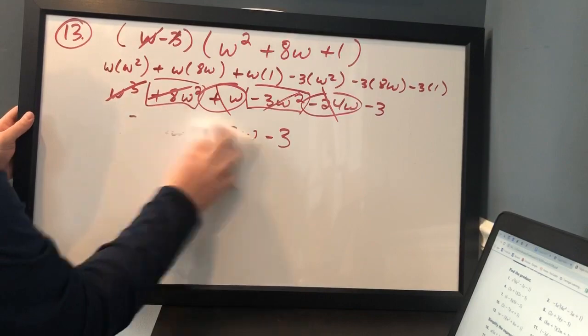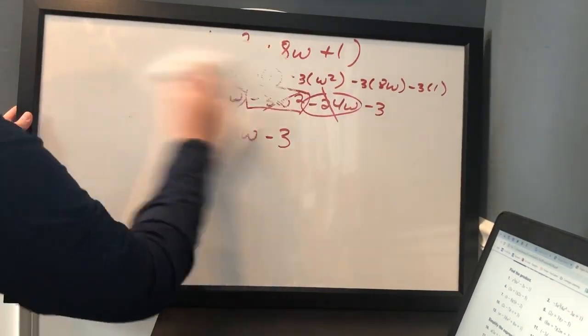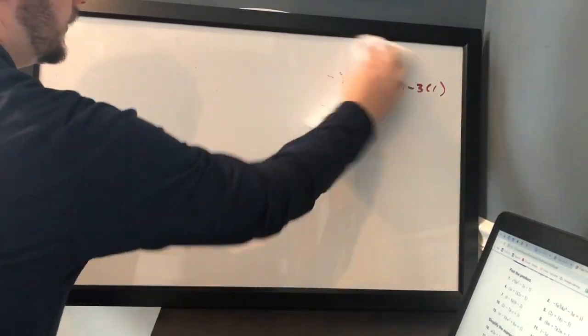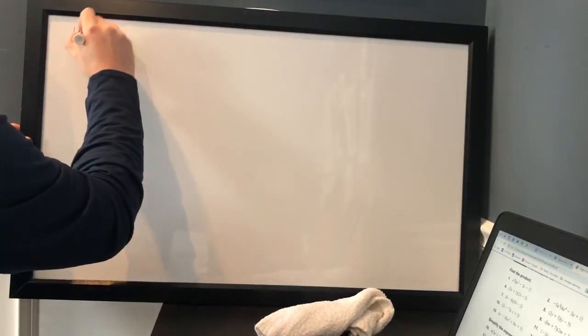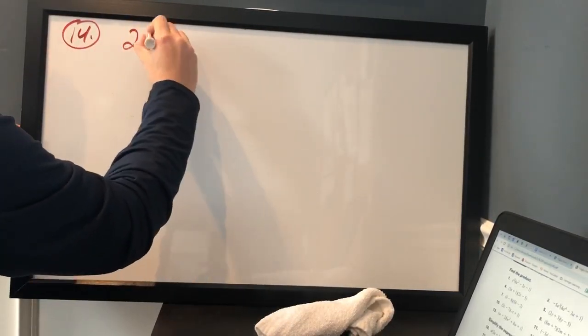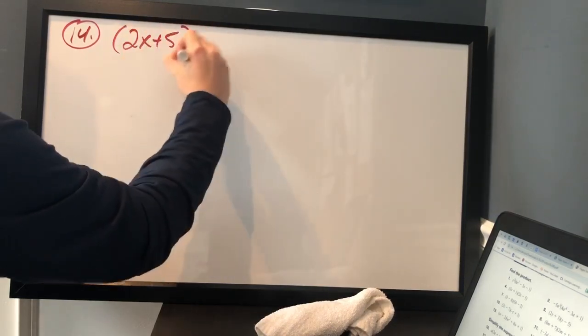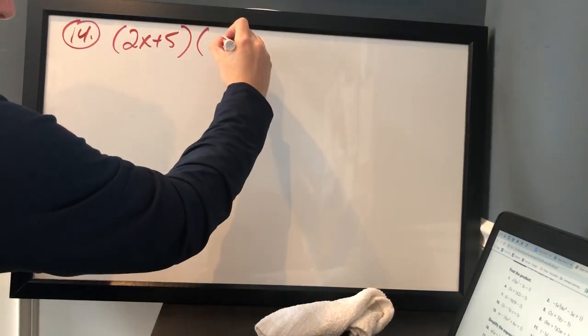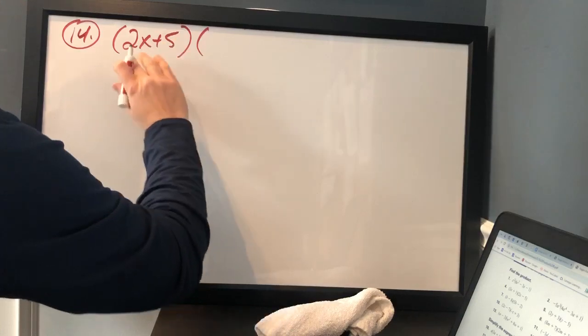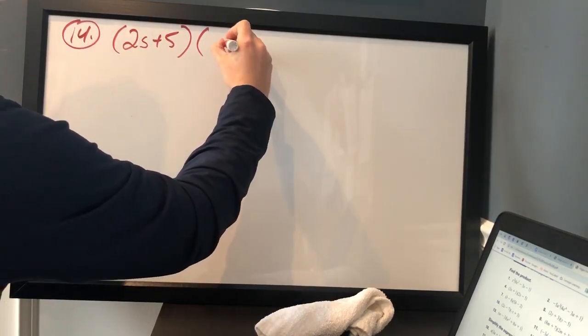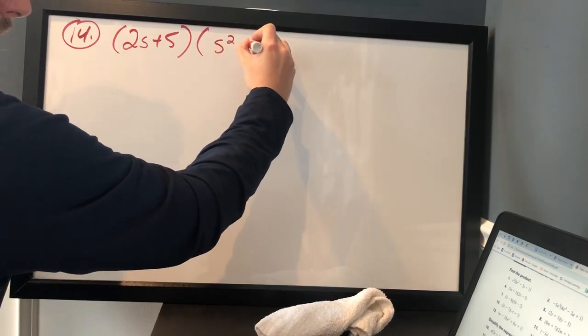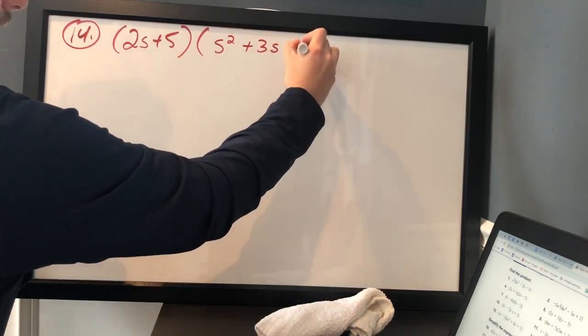All right, let's look at number 14 now. While I erase this, you can go ahead and copy down number 14 if you're following along in your notebooks, and pause the video and give it a try. All right, so here's number 14. 2s plus 5 times 2s plus 5 times s squared plus 3s minus 1.